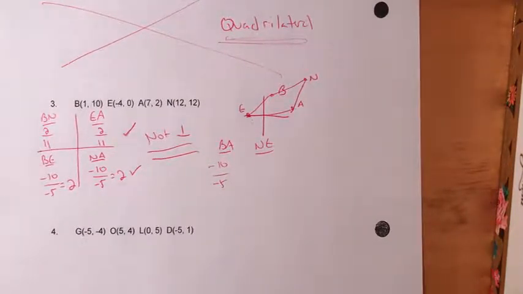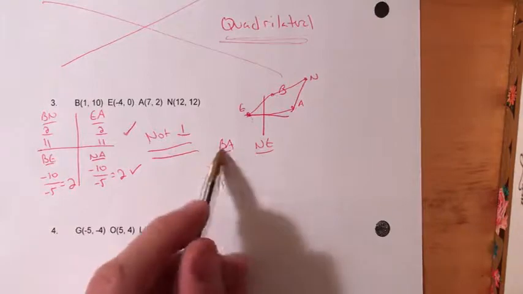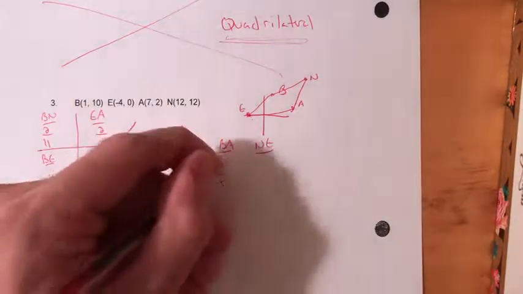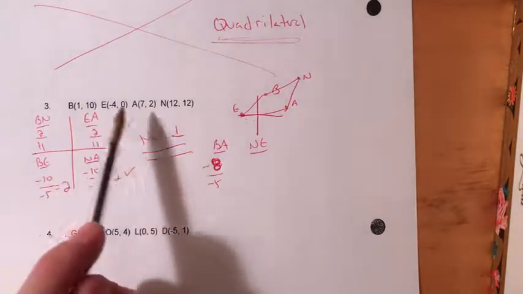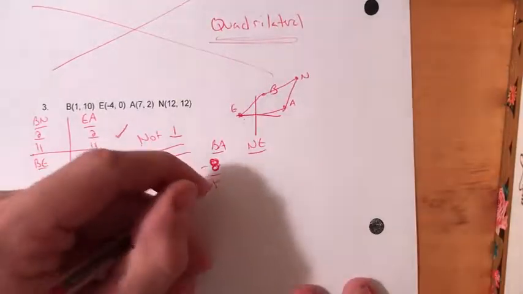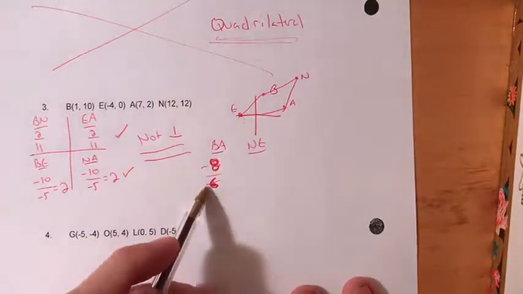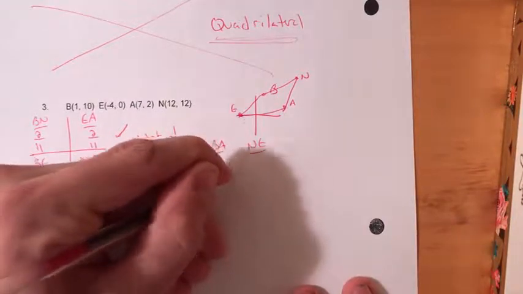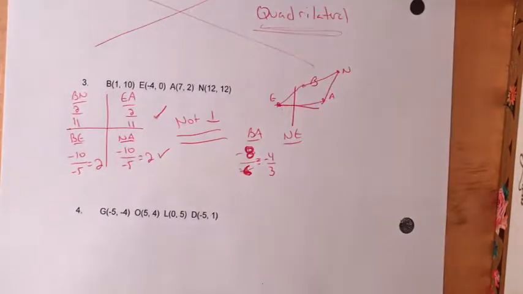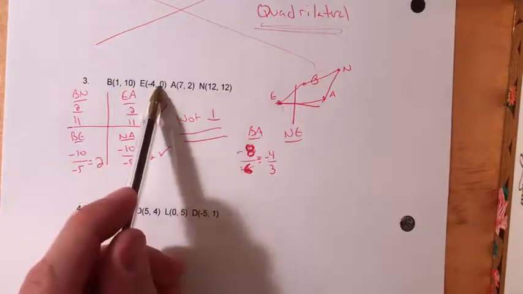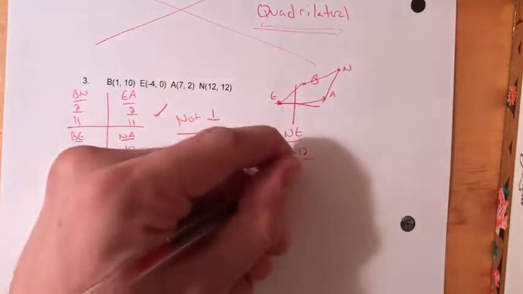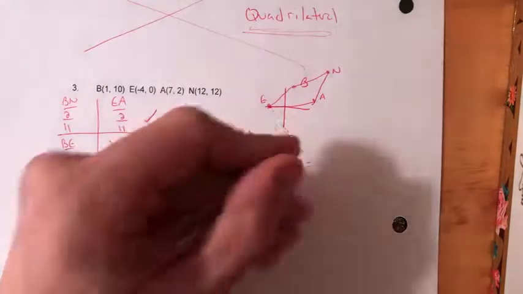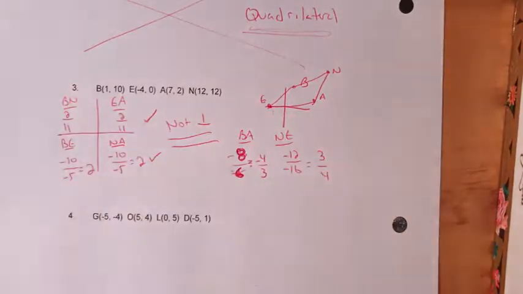Wait, something looks wrong. Oh, I did BE. Whoopsies, BA. 2 minus 10 is a negative 8. Am I even a geometry teacher? 2 minus 10, negative 8. 7 minus 1 is 6. So negative 8 over a positive 6 reduces down to negative 4 over 3. So be careful not to do what I did. And then NE, I have 0 minus 12, negative 12. Negative 4 minus 12 is a negative 16. So we can reduce this down to 3 over 4.